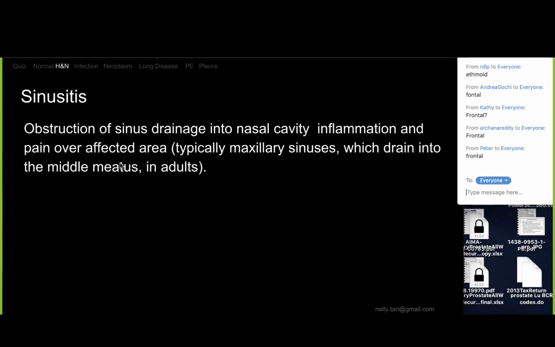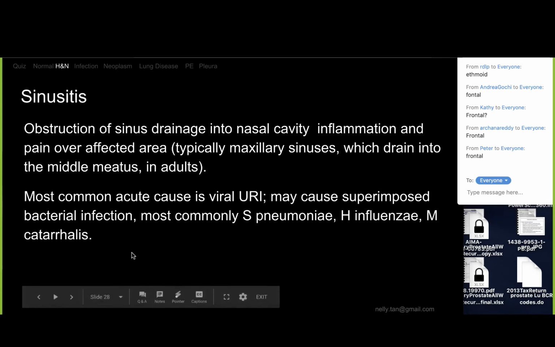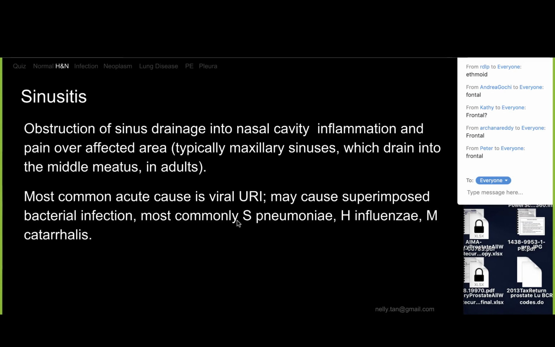So you get sinusitis when you have obstruction of the drainages and inflammation, and so you get pain over the affected area, typically the maxillary sinuses, which drain into the middle meatus. It's most commonly due to a virus, and that's why we don't recommend patients get antibiotics: it's not going to respond, number one, and number two, it'll create antibiotic resistance. So patients with acute sinusitis are typically treated conservatively, although you can develop a superimposed bacterial infection.